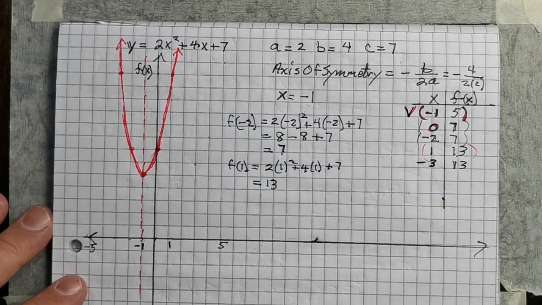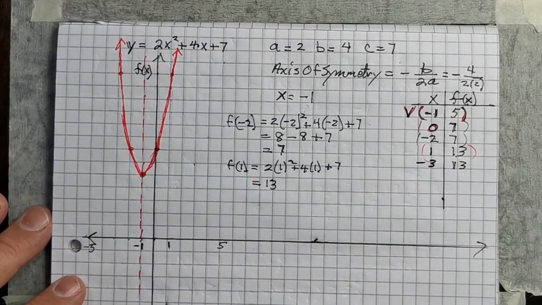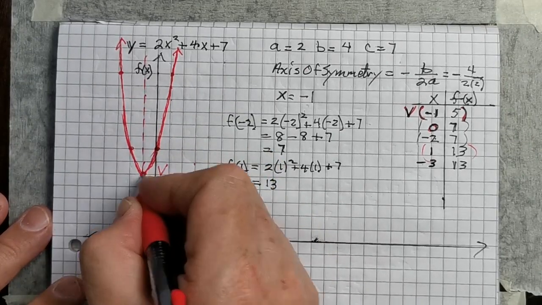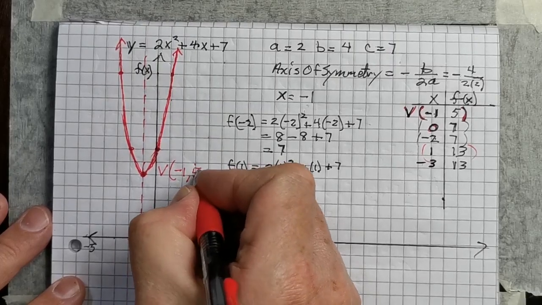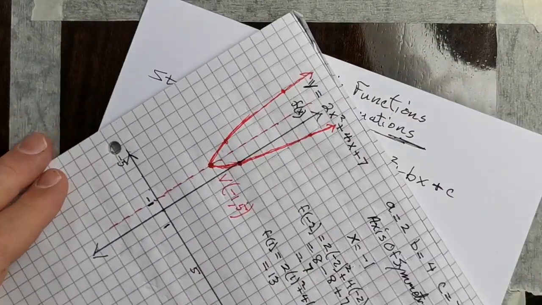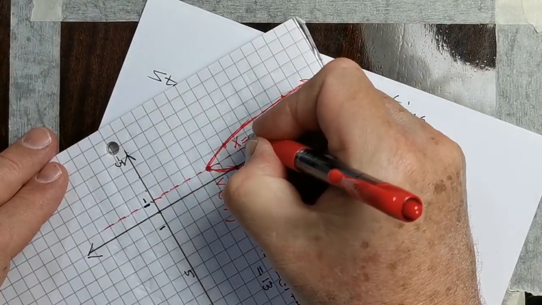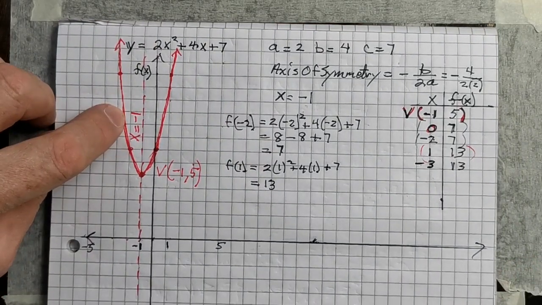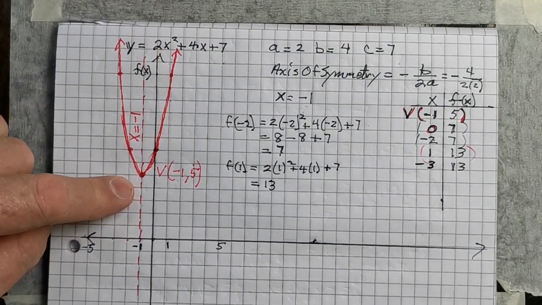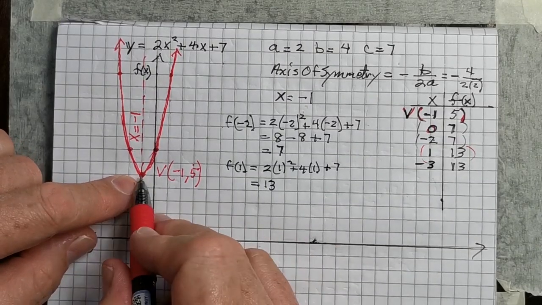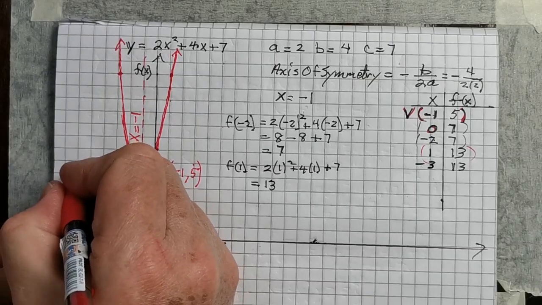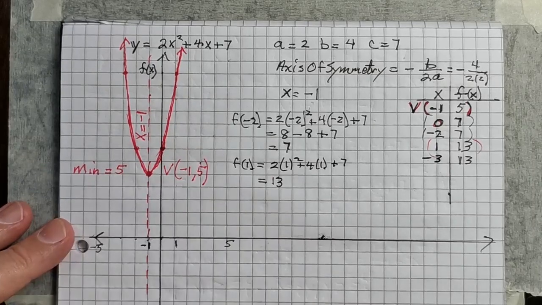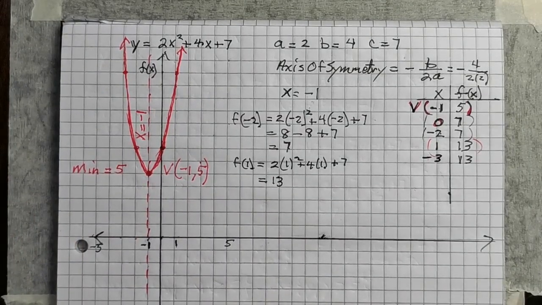Okay, now this represents the minimum. So what is our vertex? Our vertex is the point -1, 5. Axis of symmetry, x equals -1. The value of the function at x equal -1 was 5. So 5 represents the minimum. So minimum equals 5. Okay? Minimum equals 5.